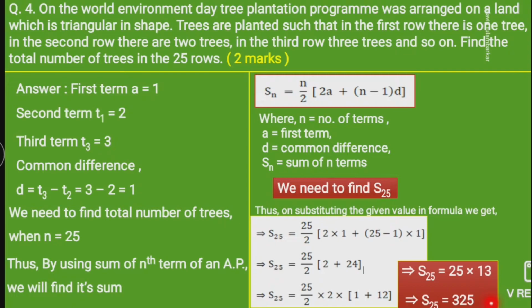So total number of trees are 325. So in this way, if you have not yet solved the test, then first solve it, then check your answer with the help of this video.